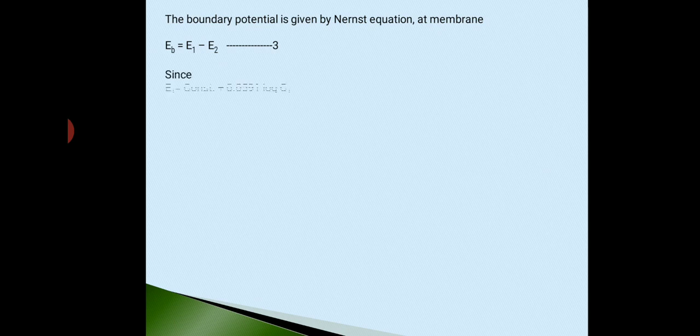Since now we have to apply the Nernst equation, when we apply the Nernst equation for E1, it is nothing but constant plus 0.0591 log C1. So towards E1 there will be concentration C1.